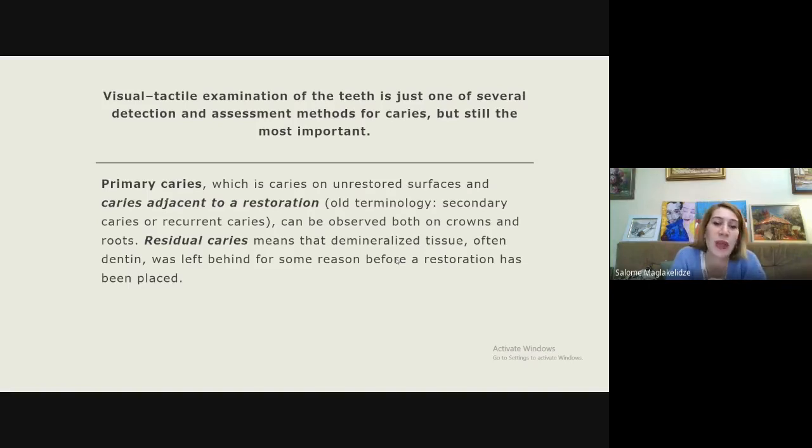For residual caries, we have demineralized tissue, often dentin, which was left behind for some reason before the restoration was placed. Sometimes, as we will discuss, dentin is not easy to assess, to know which you should leave and which you should take. Most obviously this situation arises because clinicians could not recognize the dentin well, and then we have residual caries. So: primary caries, caries adjacent to the restoration, and residual caries. These are the three terms that we will use to describe caries.